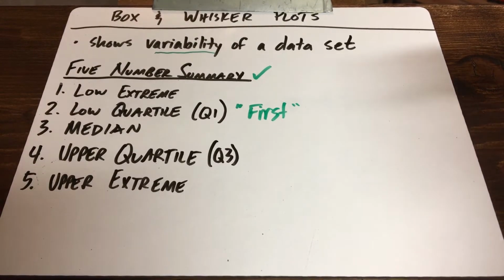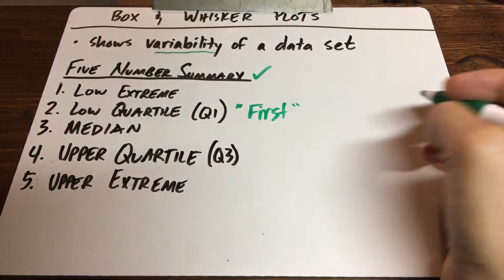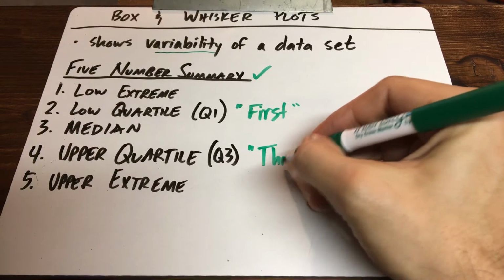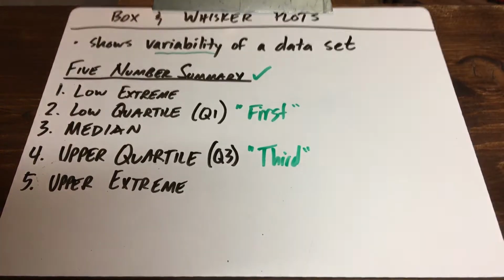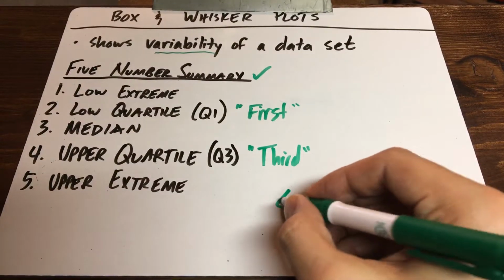The median, we know what a median is. We've done the median for a long, long time. We also have an upper quartile, which some people will call Q3. Our book will call it the third quartile. And then we have an upper extreme, which is the biggest number in the list. And so eventually a box and whisker plot will look something like this.